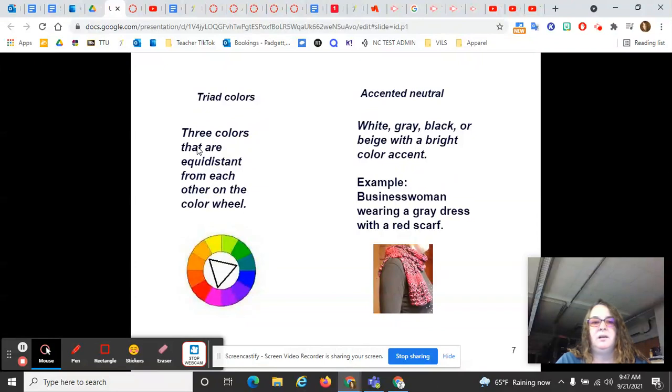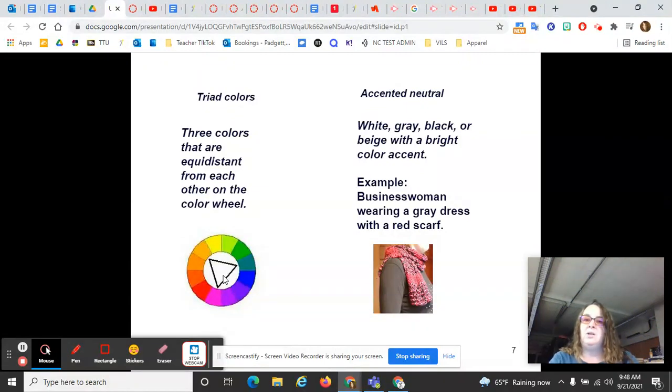Triad colors is exactly what it sounds like. It's 3 colors. Tri means 3, so a triad of colors. They have to be equal distance from each other on the color wheel. So if we look here, this is yellow orange. I'm going to go 1, 2, 3. Here is blue green. I'm going to go 3 more, 1, 2, 3, and then the next one is going to be red violet. Okay, so they're equal distance, forming that triangle on the color wheel.